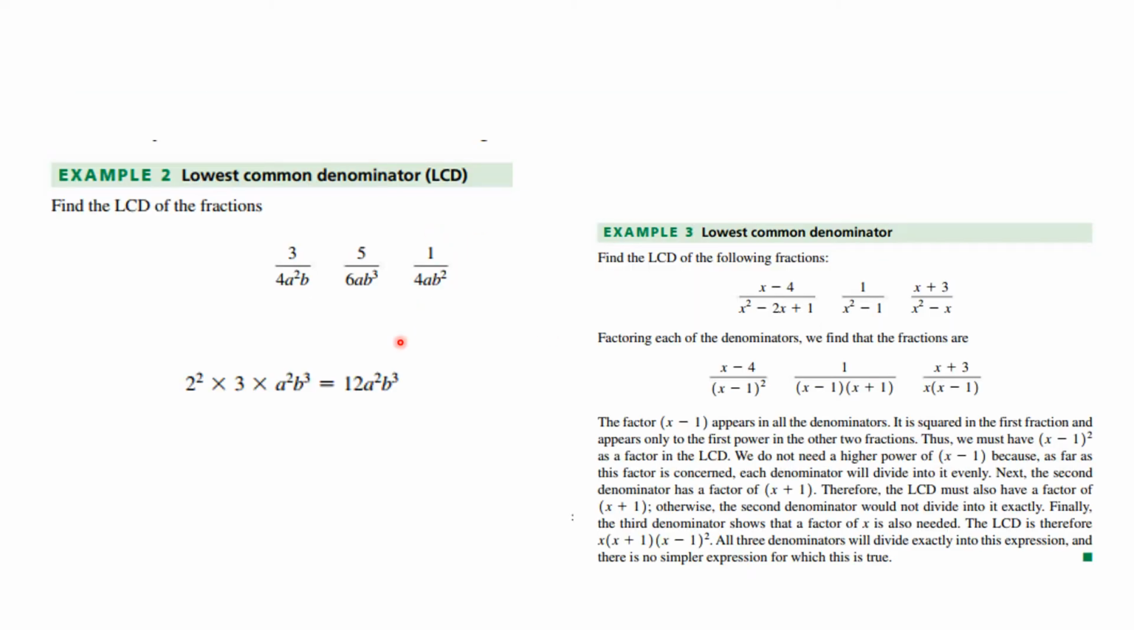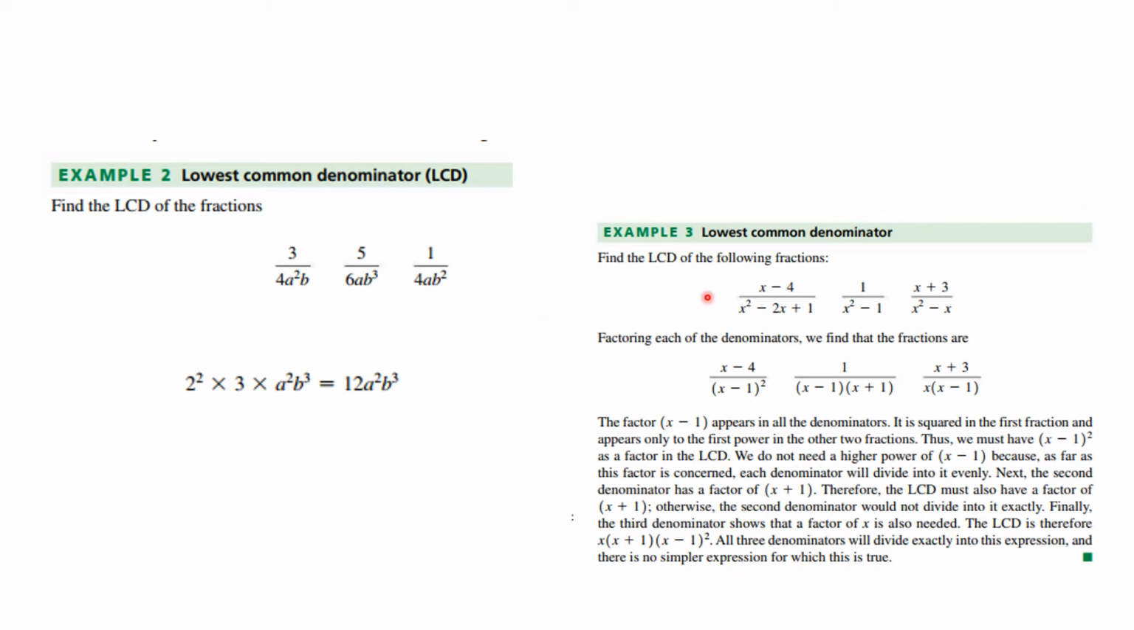So let's do a couple of examples. Here we have 2 squared a squared b, we have 2 times 3ab cubed, we have 2 squared ab squared. So the highest power that 2 is raised to is squared. The highest power that 3 is raised to is 1. The highest power a is raised to is squared, and the highest power that b is raised to is cubed. So 12a squared b cubed is our least common denominator.